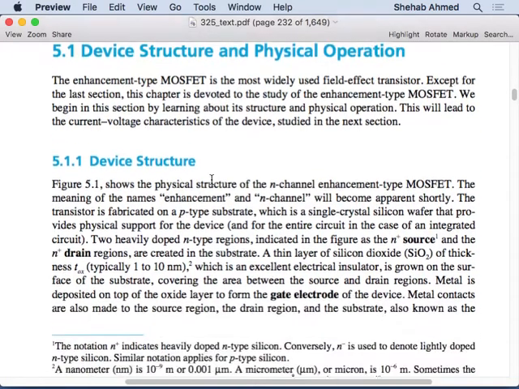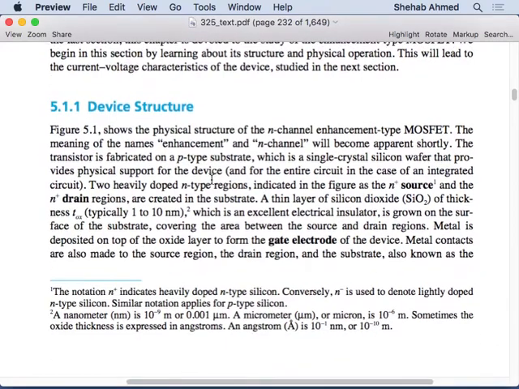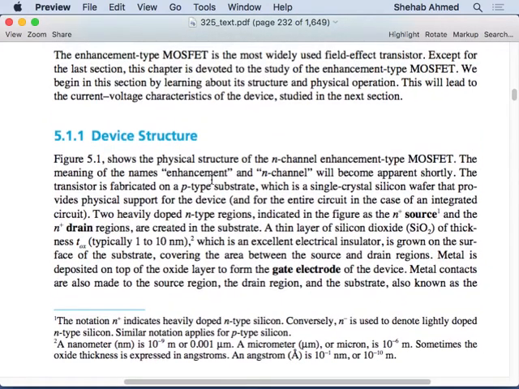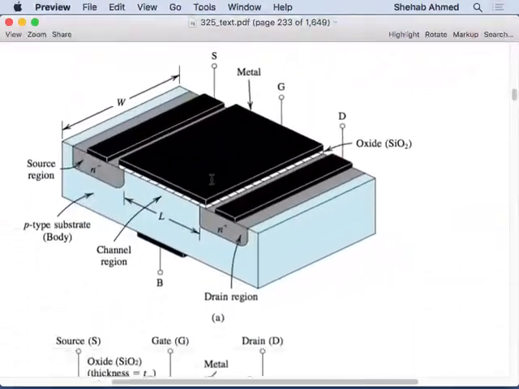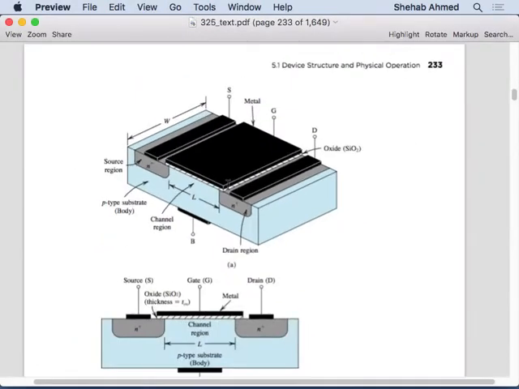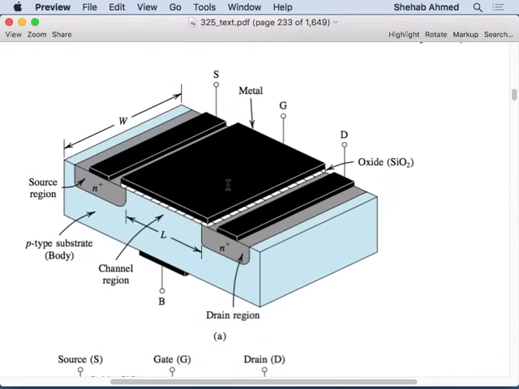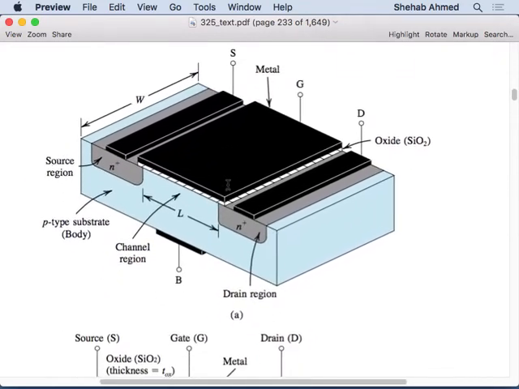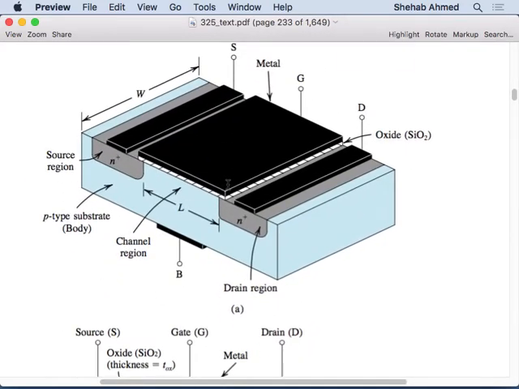So let's see. If we move to device structure, this is how the device looks. I hope you can relate that to the picture, the video. If you remember the video, it seemed like it was just layers on top of layers, right? And this is exactly what we have here.